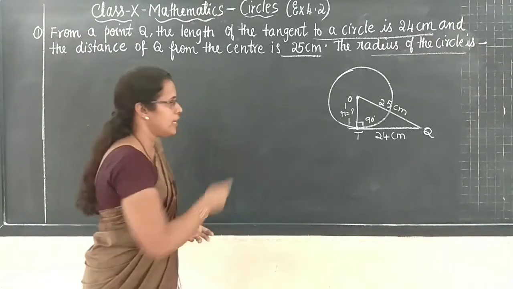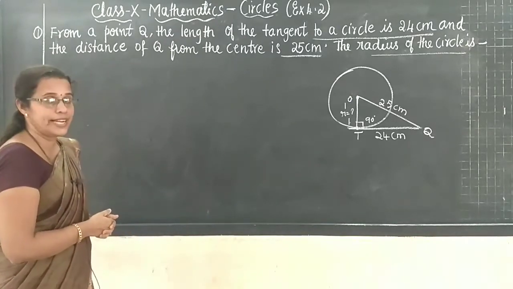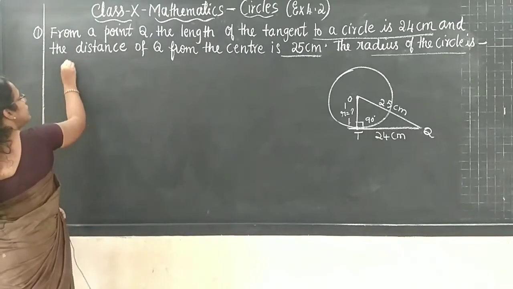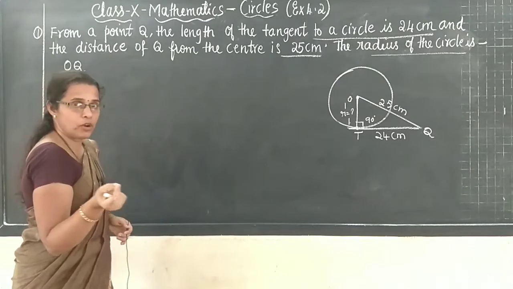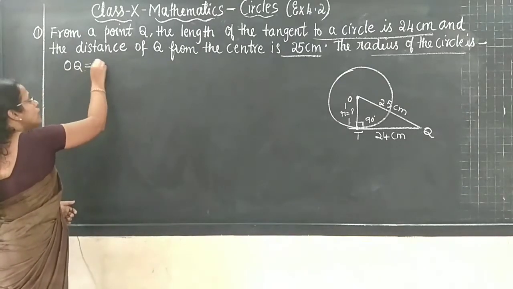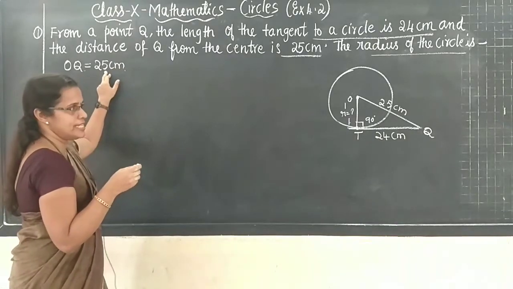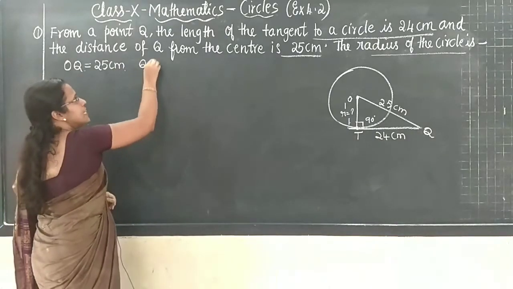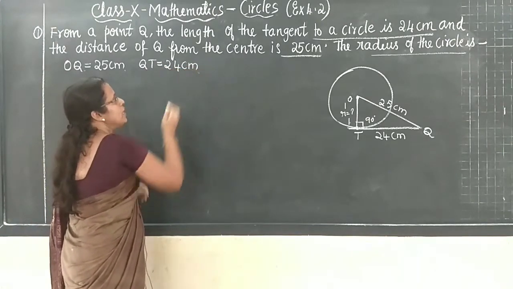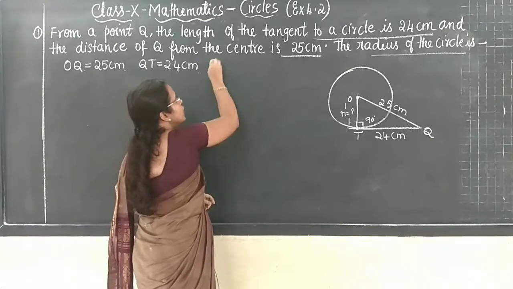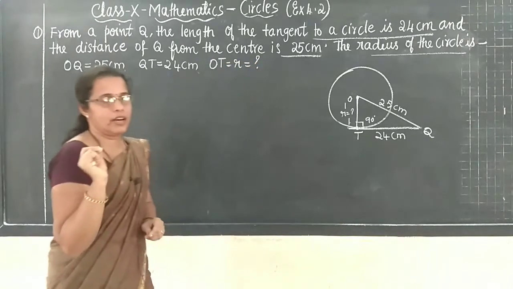Children, what you don't know, the radius, you don't know; just write what is given in the problem. They have given the length OQ. This is a 1 mark question, multiple choice, so you have to find the answer quickly. OQ is 25 centimeter. Then QT is equal to 24 centimeter. What you don't know is OT, the radius. Radius you have to find out.